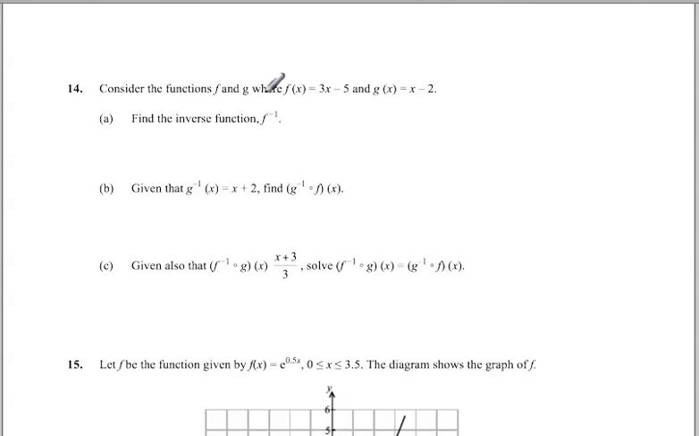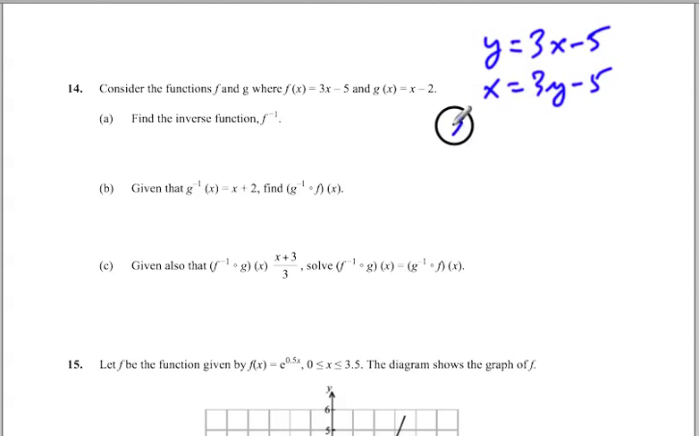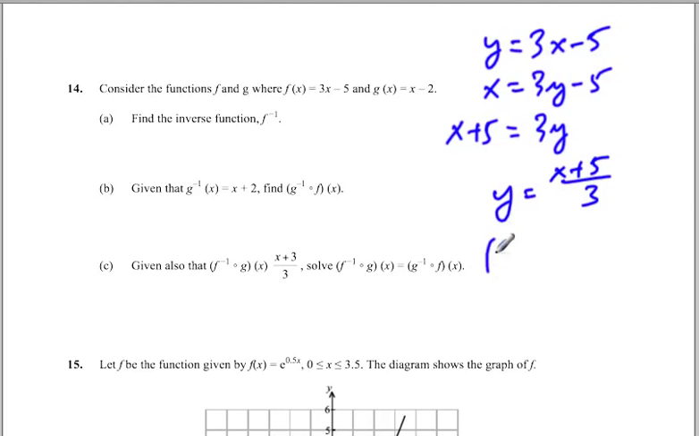Number 14. Consider the functions f and g, where f is that and g is that. Okay, find the inverse function of f. So y is equal to 3x minus 5. Switch x and y, so x equals 3y minus 5. So it becomes x plus 5 is equal to 3y, and so y is then equal to x plus 5 divided by 3. And remember, we don't leave it as y, it's really f inverse of x is equal to x plus 5 divided by 3.